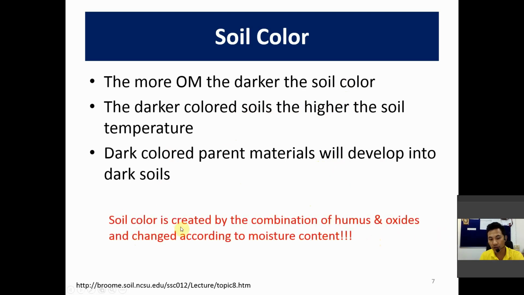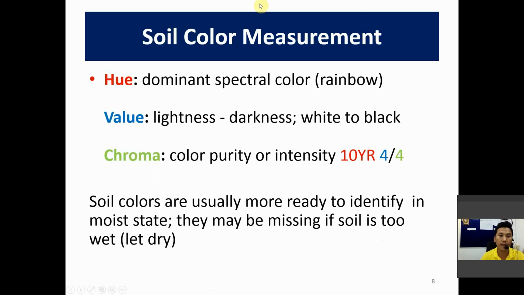So basically, soil color is produced by the combination of humus and oxides, and may change according to the moisture content. So once you see the soil has a really dark color, you can't stereotype that it comes only from organic matter. It might come from something else that you have to specify further with some other information.